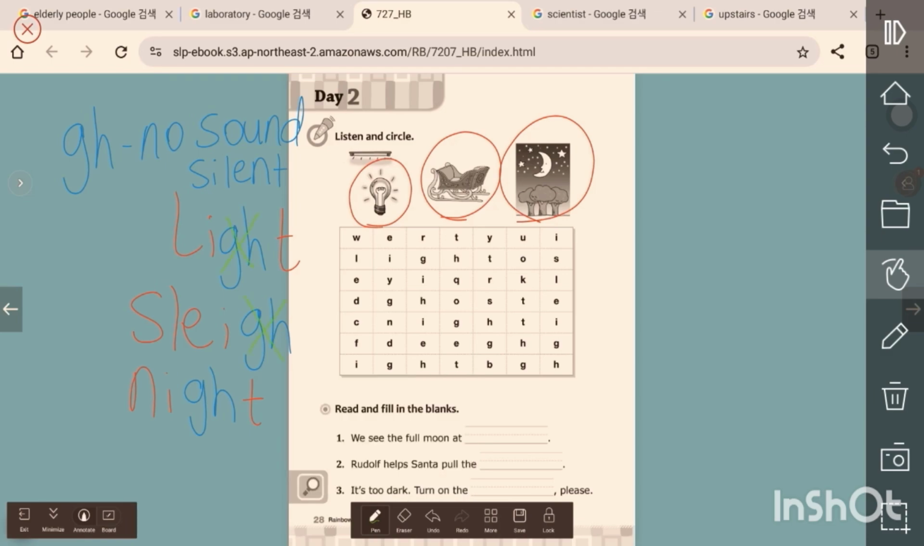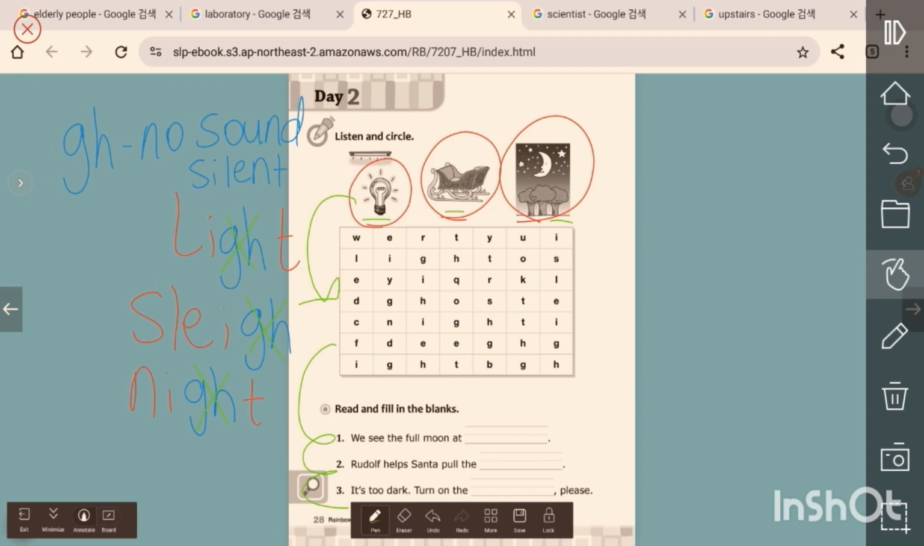Good job. So then I will cross it out with a different color. No sound, no sound, no sound. Cross it out with an X. No sound, no sound. Everybody, I, t, I, t. Then I would sound it out so they can hear that the GH has no sound.